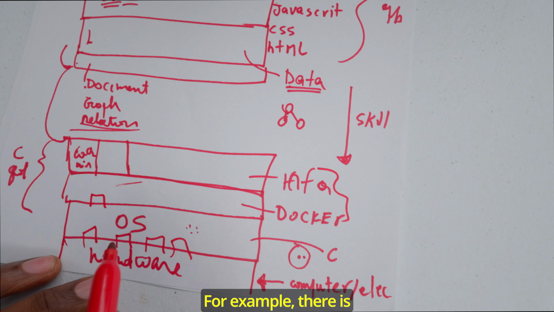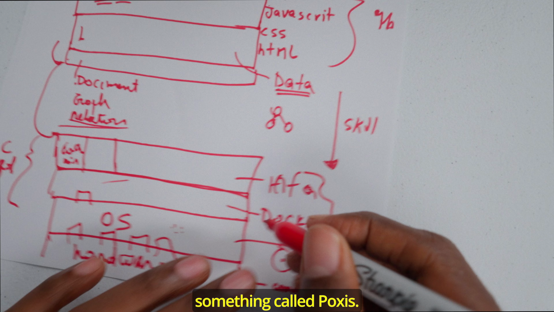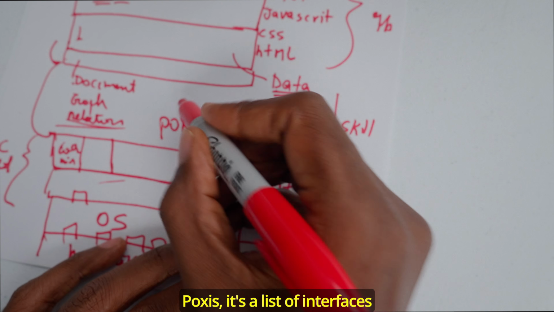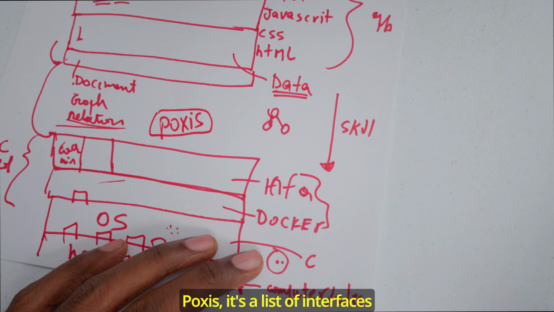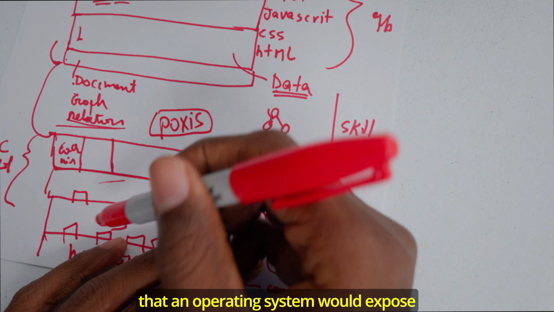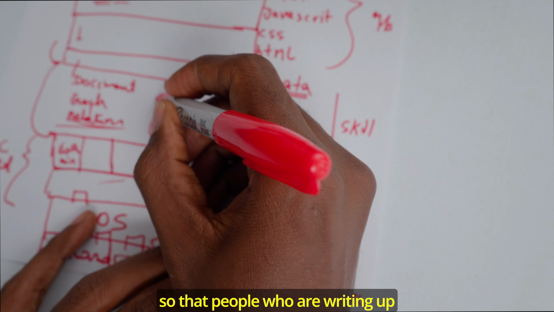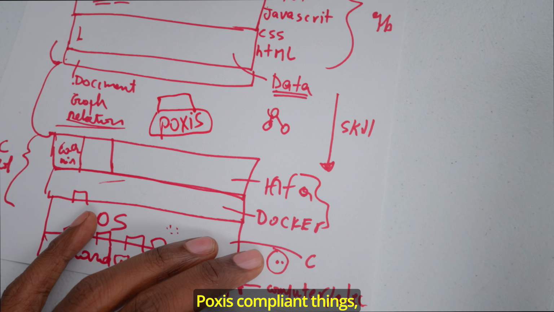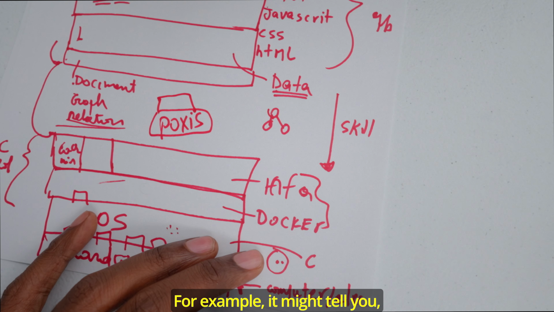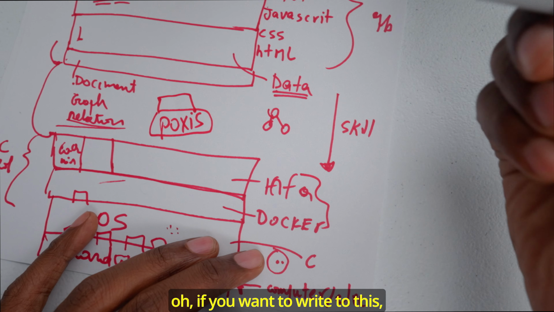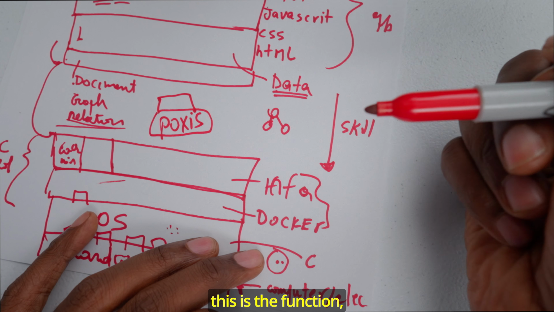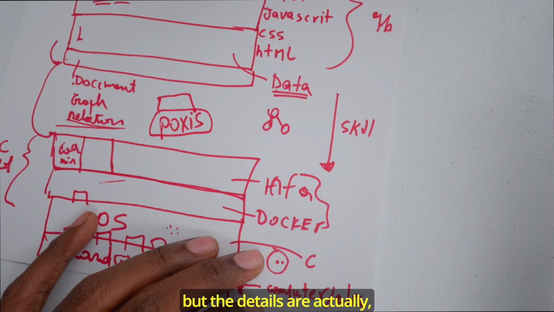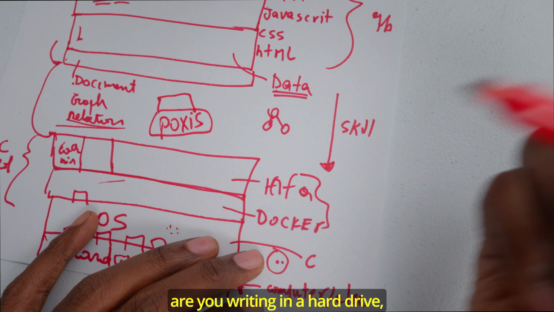For example, there is something called POSIX. POSIX is a list of interfaces that an operating system would expose so that people who are writing apps can interface with those POSIX-compliant things, and then they will get the result. For example, it might tell you, if you want to write, this is the function and this is the parameter that is needed, but the details of whether you are writing to a hard drive or not are hidden.